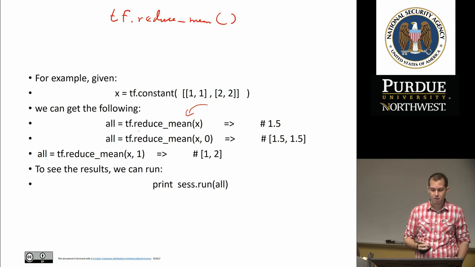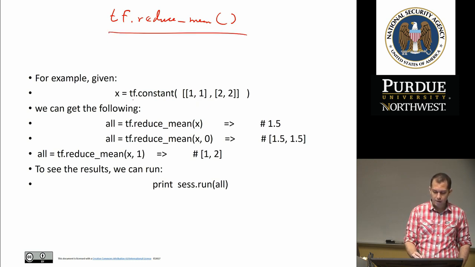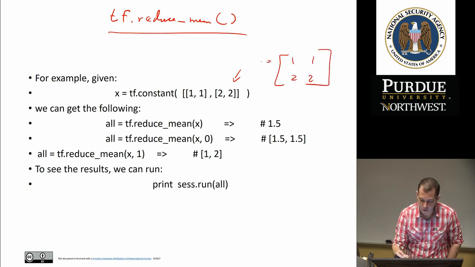So in our case here, let's look at an example for tf.reduce_mean. Given a tf.constant, this tensor, that's going to be 1, 1, 2, 2. So we have that tensor, and we're going to call it x.